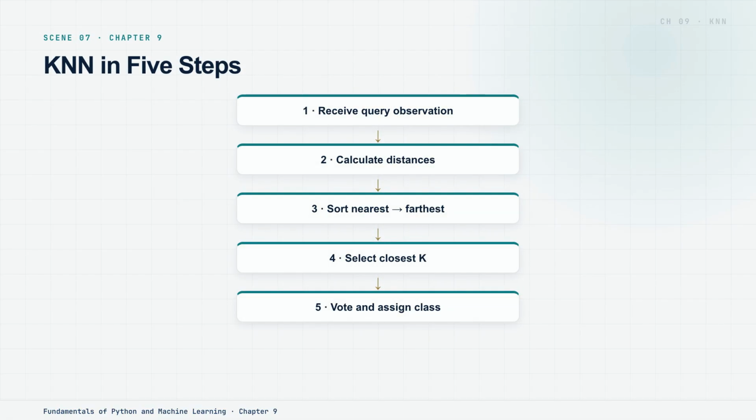The complete KNN prediction process can be summarized in 5 steps. First, receive a new query observation. Second, calculate the distance from that query to the labeled training samples. Third, sort the samples from nearest to farthest. Fourth, select the first k observations. Fifth, count their class labels and assign the class with the strongest vote. Scikit-learn performs these steps for us, but understanding the process helps us interpret the effect of distance, scaling, and the number of neighbors.